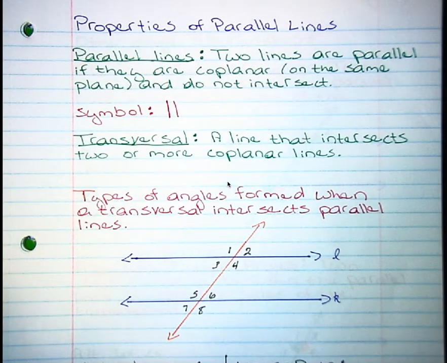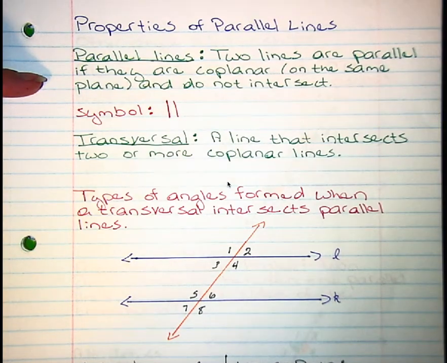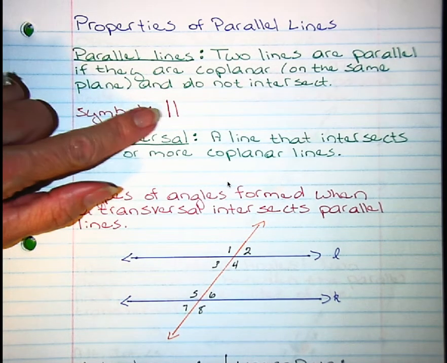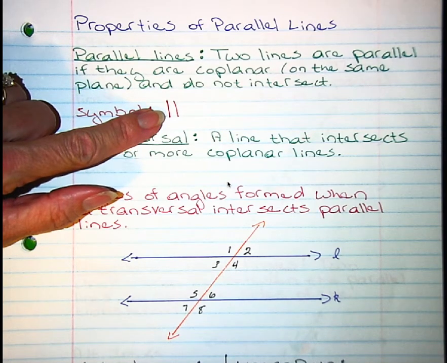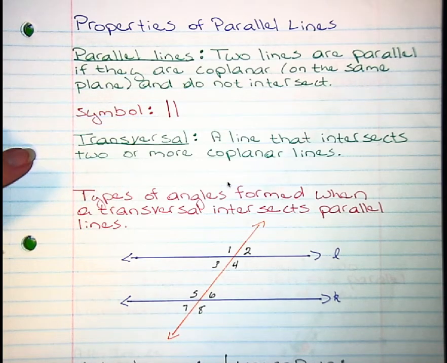All right, let's talk about the properties of parallel lines. The definition of a set of parallel lines is two or more lines that are coplanar, which means that they are on the same plane and they do not intersect. The symbol for parallel lines looks like a big 11, kind of like absolute value bars with nothing in between them. It's just two straight lines.